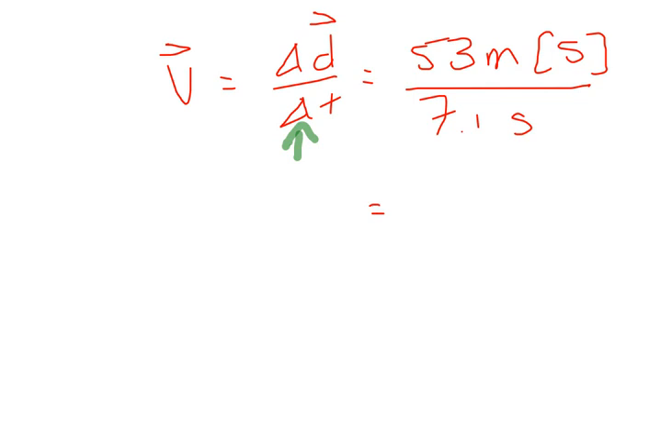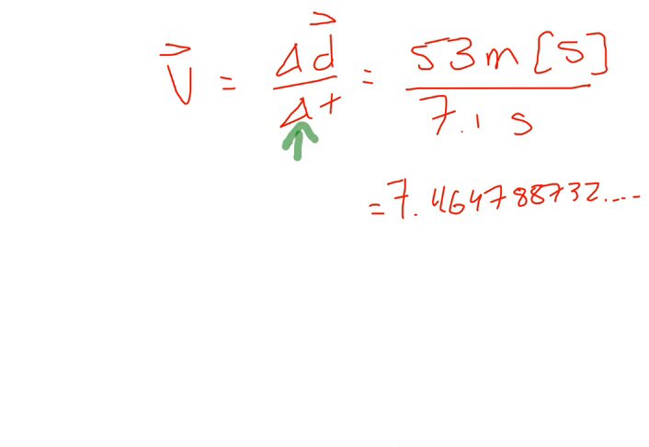So now let's divide. What is 53 divided by 7.1? Well, I got this number here. I got 7.4, and I bet you my calculator would keep going if I was allowed to. This is the classic example of why we care about those significant digits. Because we need to round this at some point.